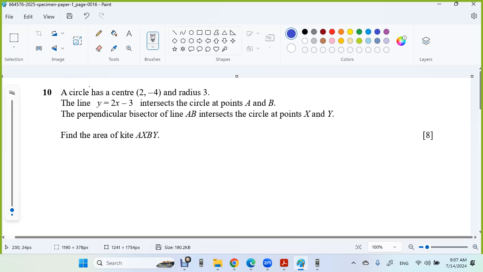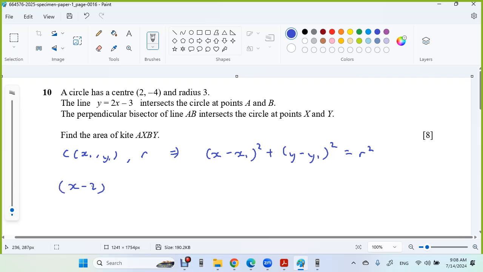Question number 10. A circle has a center of (2, -4) and a radius of 3. So we know that if we have a center of (x1, y1) with the radius of r, then the equation will be (x minus x1) squared plus (y minus y1) squared equals r squared. So for this one, it will be (x minus 2) squared plus (y plus 4) squared equals 3 squared. So this will be the equation.